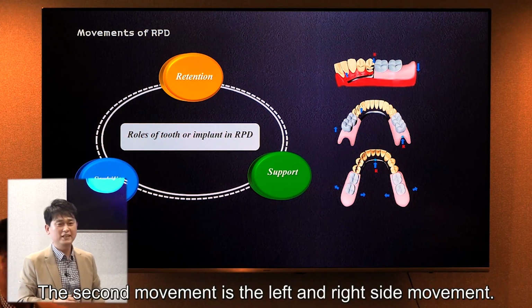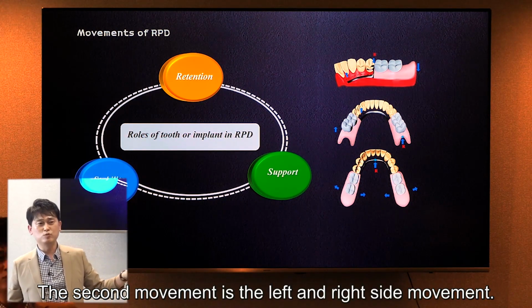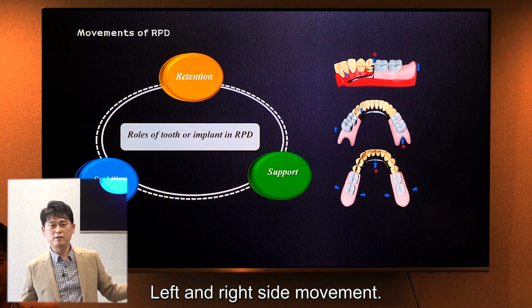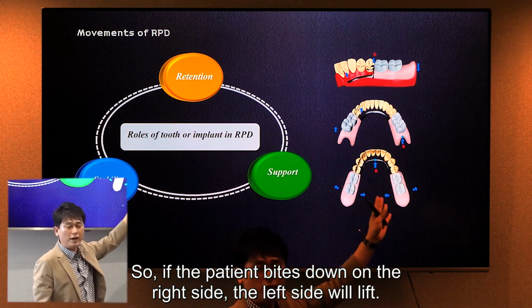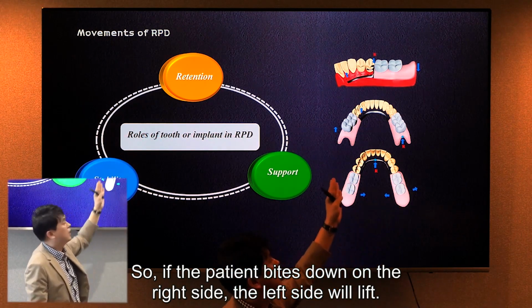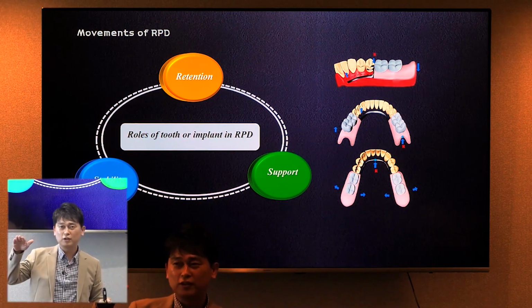The second movement is the left and right side movement. So when the patient bites on the right side, the left side will be lifted.